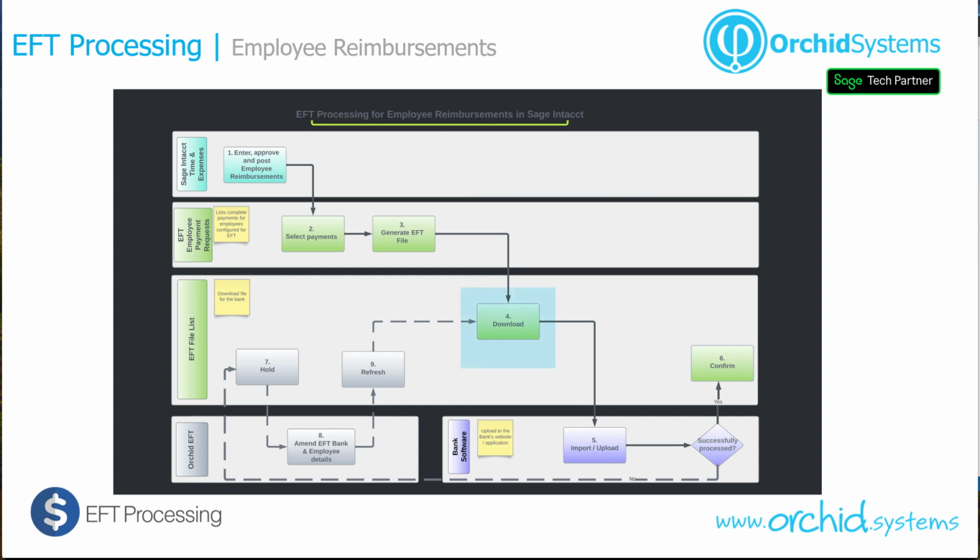And then with the new file, you would download, use the bank software or SFTP to import, upload, or SFTP the file, and once confirmed by the bank, you would use EFT file list to confirm that file.